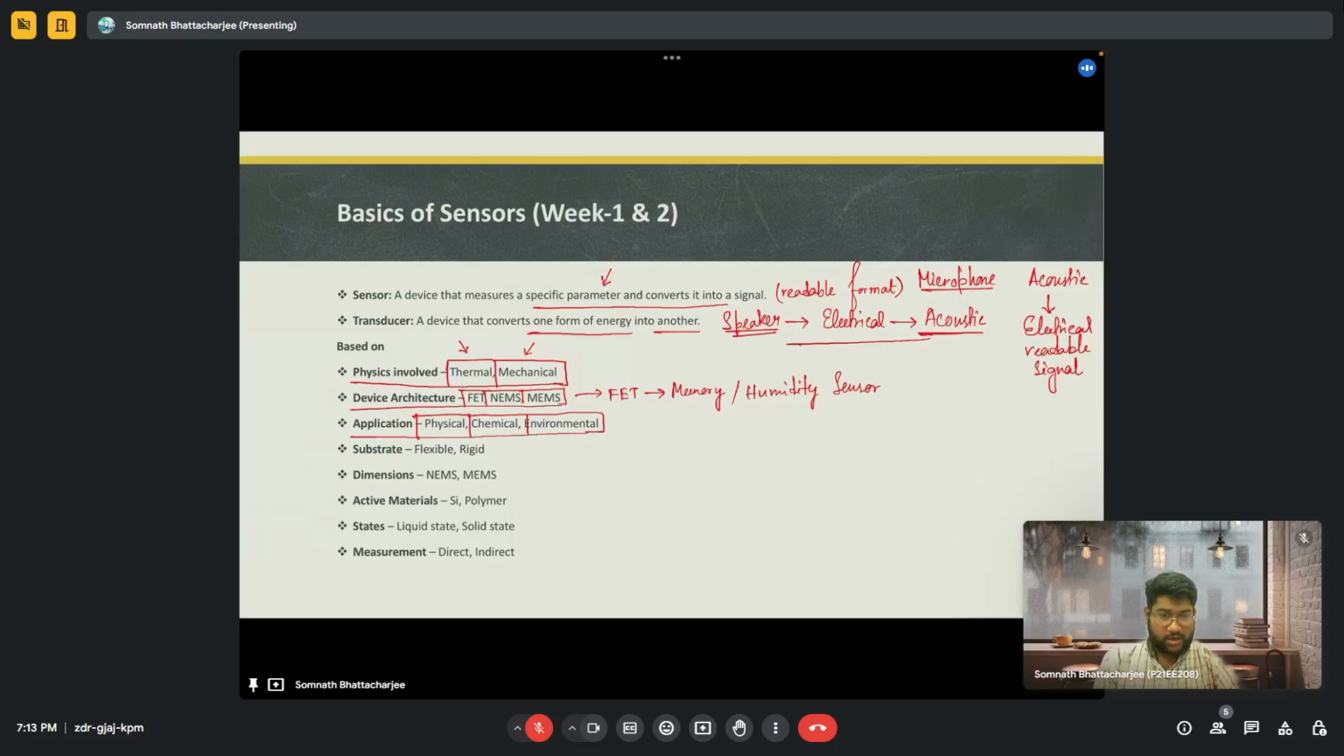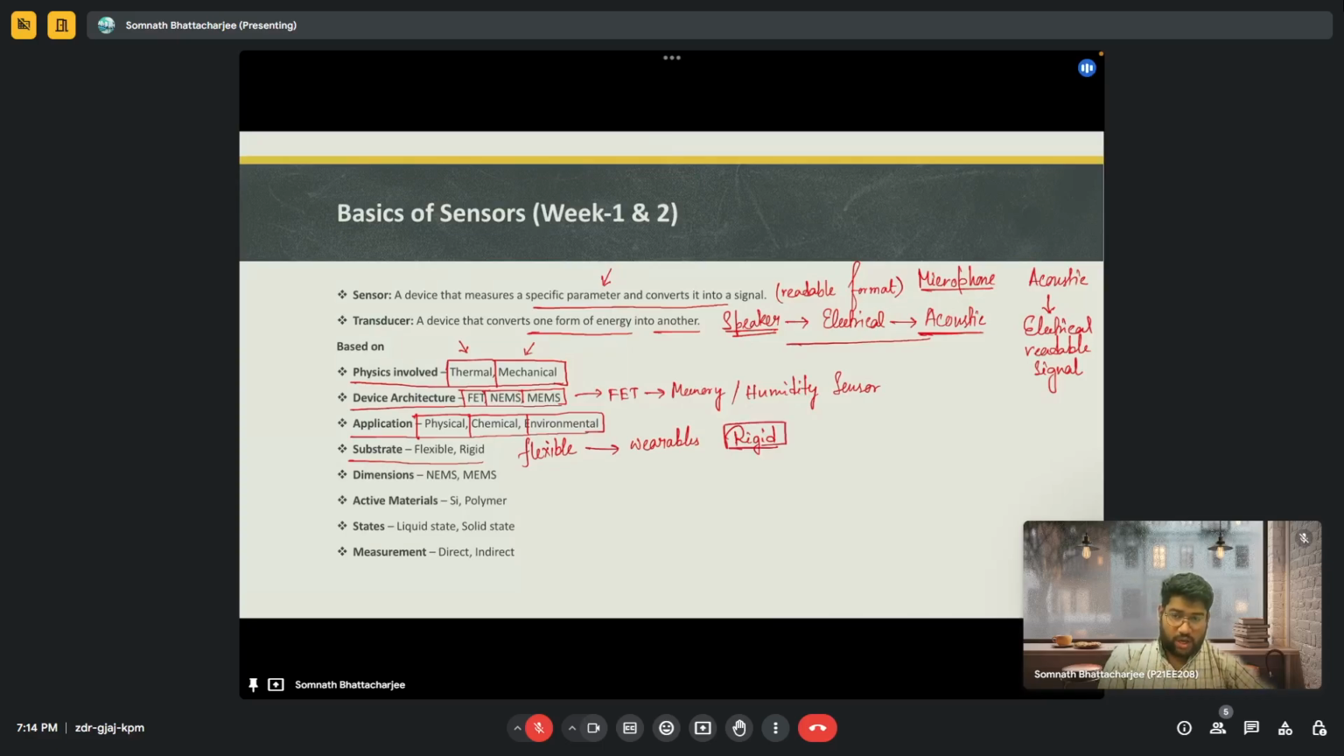Similarly, based on the application, it will be recording a physical value, like pressure from my hand or thumb. So that's also a physical sensor. Based on the substrate itself, it may be flexible or rigid. If it is flexible, we use these for wearable technologies, where we need the sensor to be flexible, because otherwise we can't attach it directly to our hand. And for circuits, it may be rigid as well.